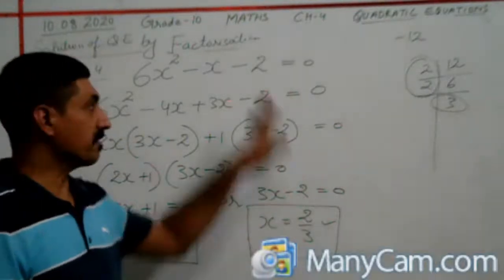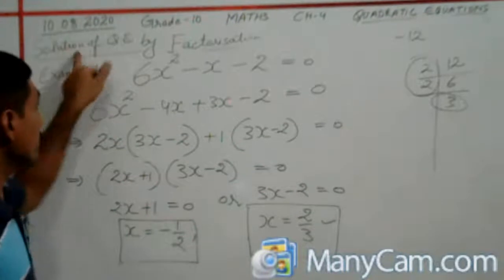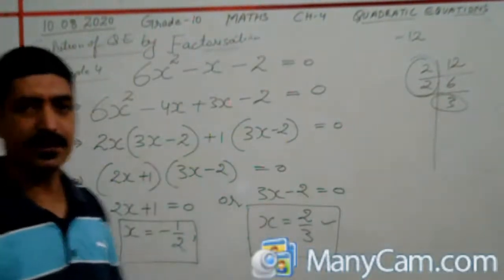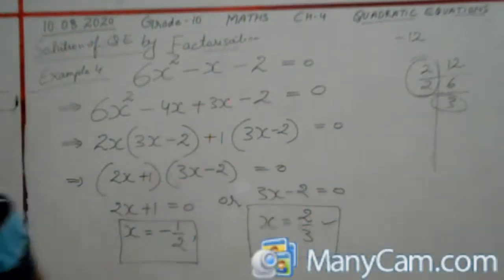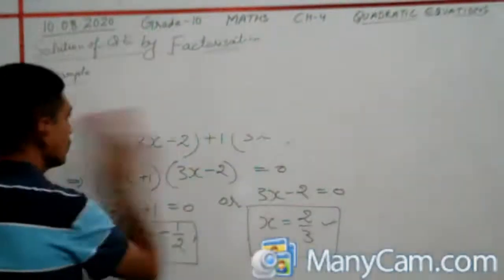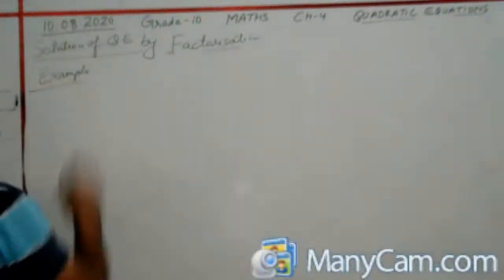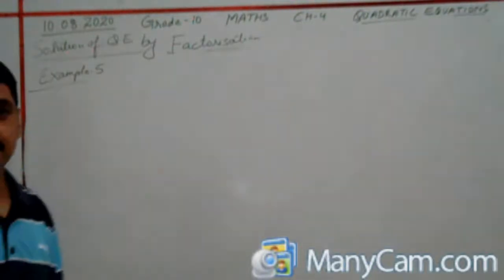And we have discussed only example 3 and 4. Today we are doing solution of quadratic equations by factorization. So by factorization we are doing by splitting the middle term. So example 5. In case we are not able to factorize the quadratic equations, if we are not able to.